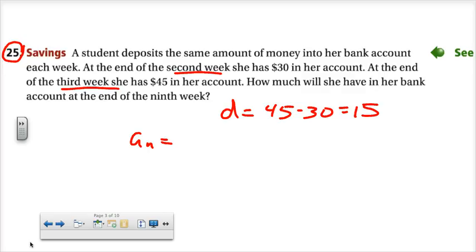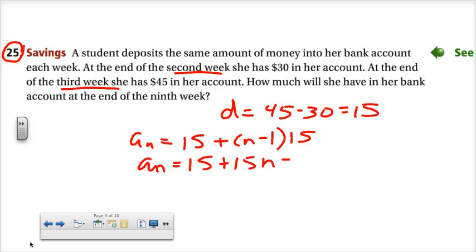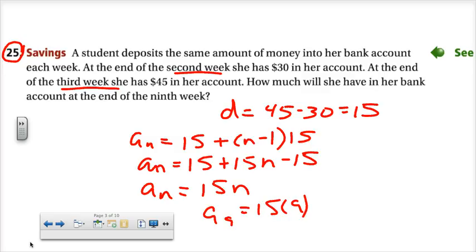So a sub n equals a sub 1. Well, if the second week was $30, then she must have started with $15. And our common difference is 15. So we distribute from the right-hand side, and we notice our 15s drop out here, and our formula is a sub n equals 15n, which makes sense. If you put a 1 into it, you get $15 for the first week, a 2, $30, etc. We want the 9th week. That's going to be 15 times 9.